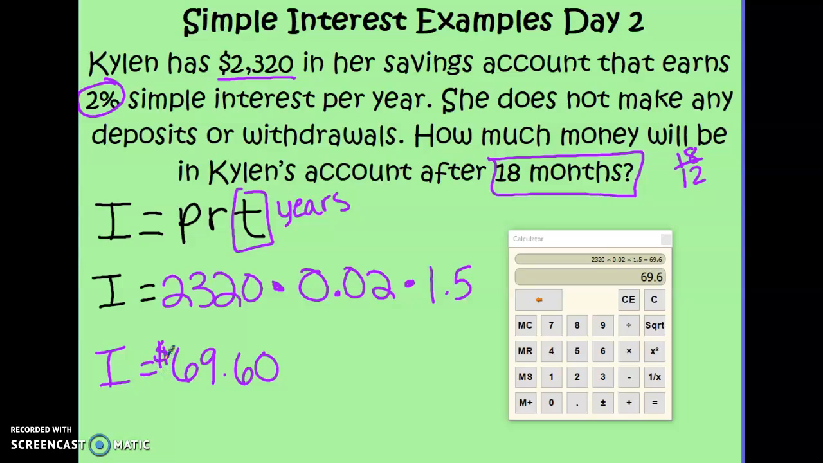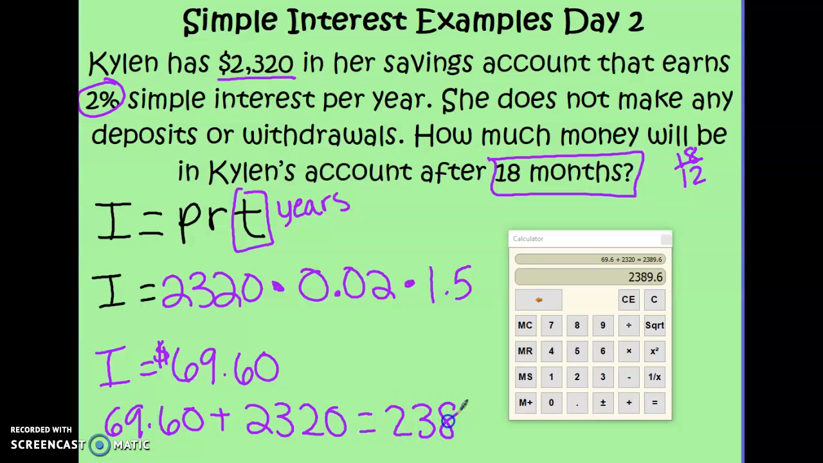It's not asking for interest. How much is going to be in her account? So we have to take this and add it to our principal, and she put in $2,320. So that's what we're going to add to it, which gives me $2,389.60.